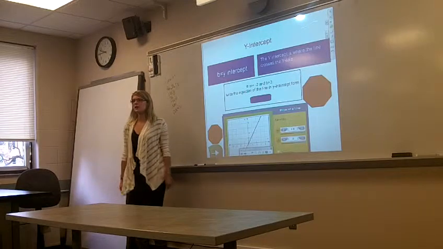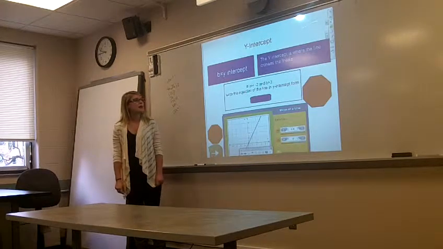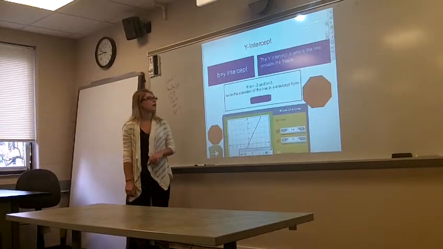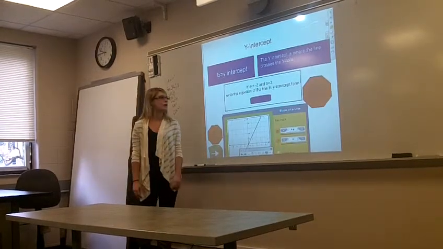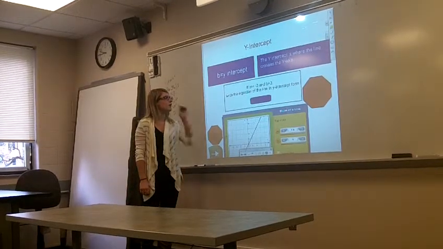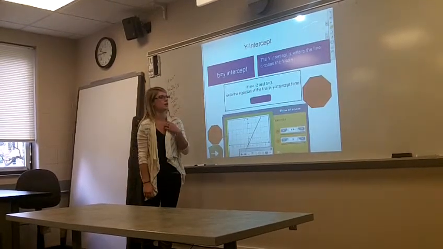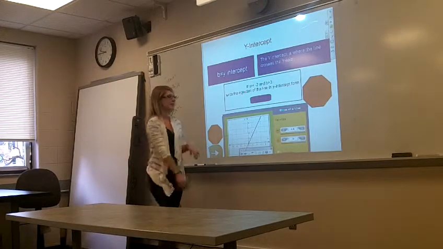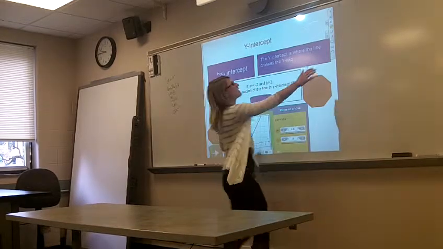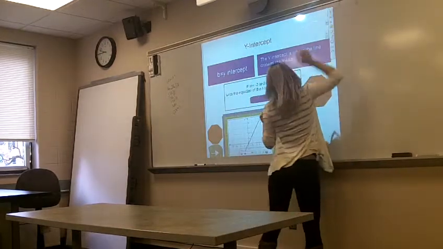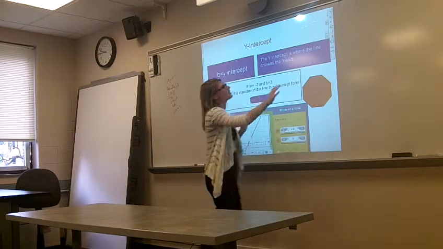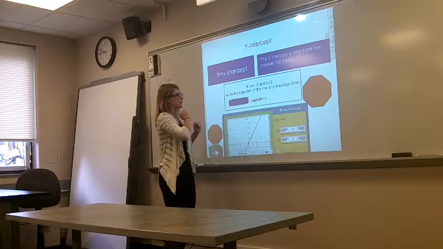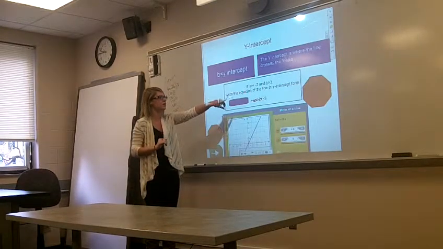Okay, y-intercepts. b is always your y-intercept, and your y-intercept is where the line crosses the y-axis. So if you are given that m is negative 2 and b is 3, does anyone know what the equation of the line in slope-intercept form would be? You just plug it in. It would be y equals negative 2x plus 3. So you're just taking these two and plugging them in there.